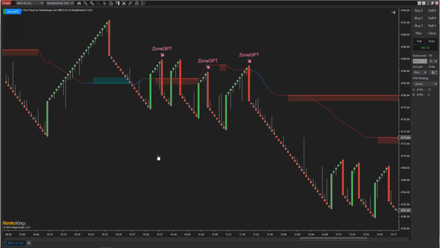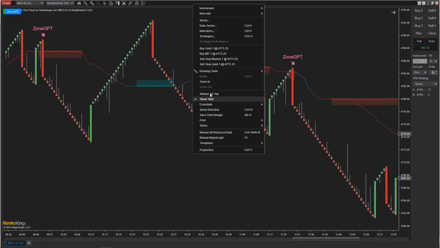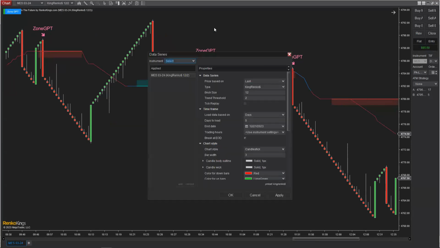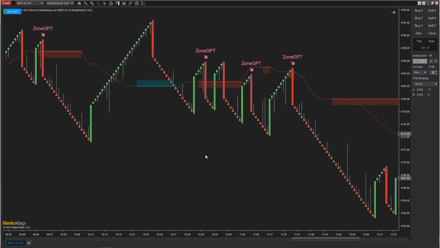Okay, so this is MES. And here is the brick size. Again, this brick size would change, not from day to day probably, but every so often, depending on volatility. I could go as low as like 6.2. I could do that if things get really rangy.